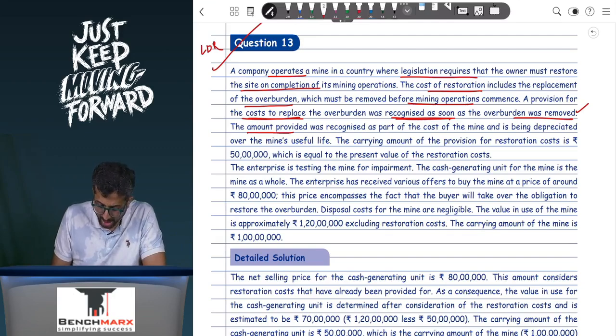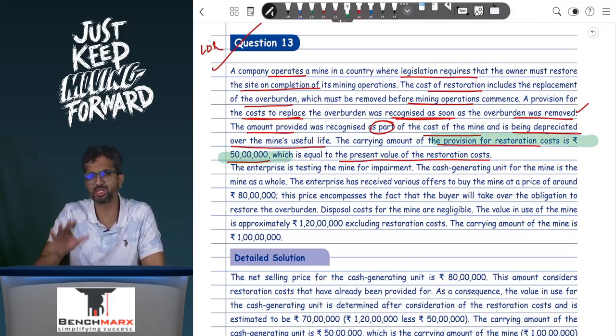The amount provided was recognized as a part of the cost of the mine and is being depreciated over the mine's useful life. The carrying amount for the provision for restoration is rupees 50 lakhs, which is equal to the present value of the restoration cost. So basically the relevant part is the provision for restoration cost appears at 50 lakhs in your books, which is by the way the same as the present value of cash flows as well.